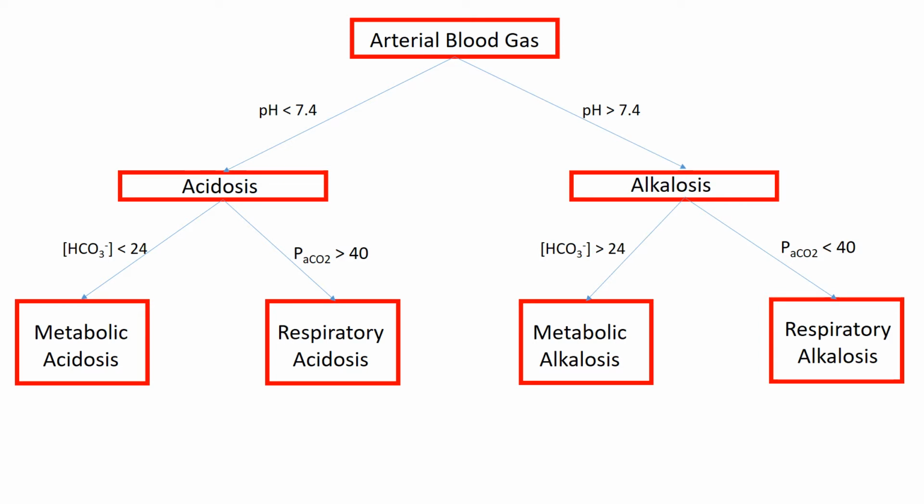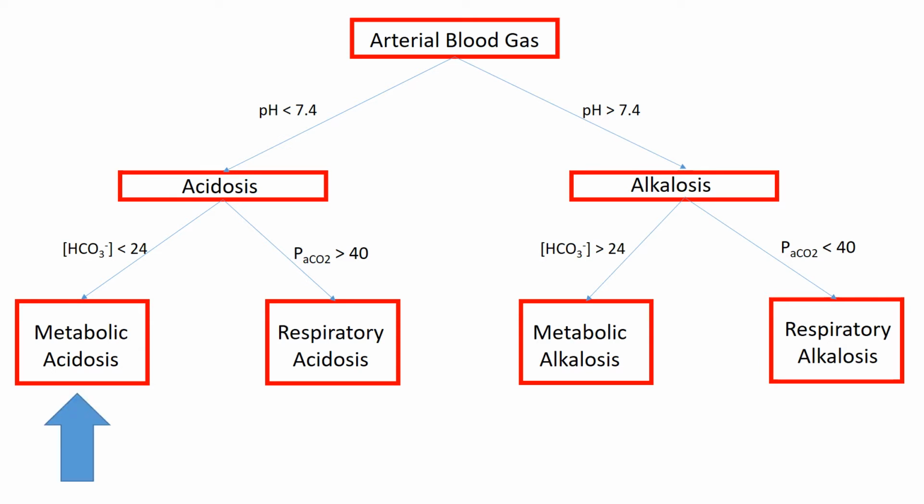If the bicarb is low, less than 24, then think metabolic acidosis. If the PaCO2 is greater than 40, think respiratory acidosis. And then for our alkalotic processes, if our bicarb is elevated, greater than 24, think metabolic alkalosis. And if our PaCO2 is low, less than 40, then think respiratory alkalosis. A brief, quick, general framework on how to evaluate the four major kinds.